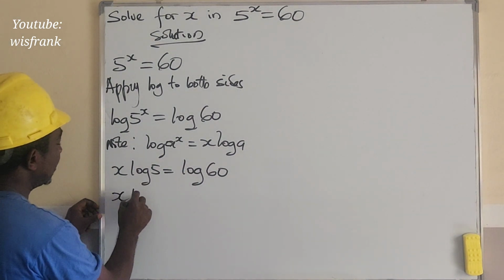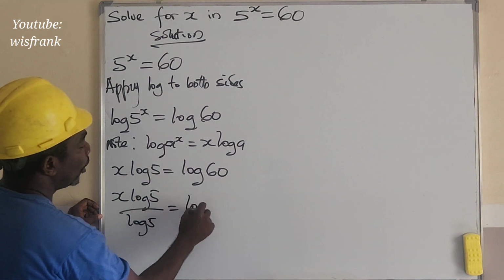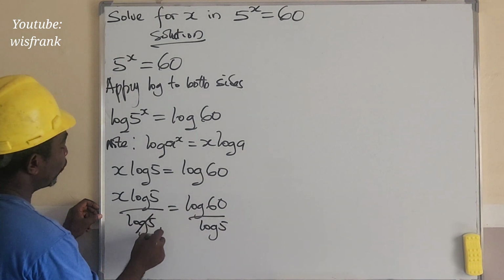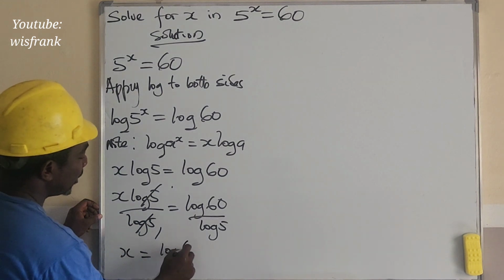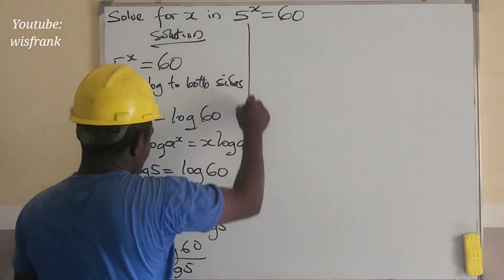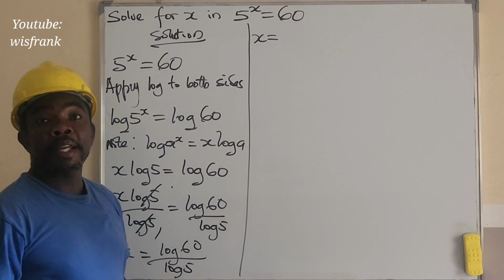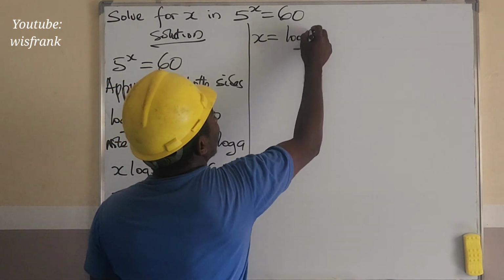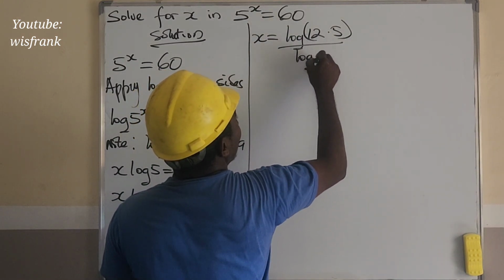So this will become x log 5 all over log 5 equals log 60 all over log 5. Here log 5 will cancel here and it cancels here. Therefore we have x equals log 60 all over log 5. Here we can write 60 as 12 times 5. So this will become log of 12 times 5 all over log 5.